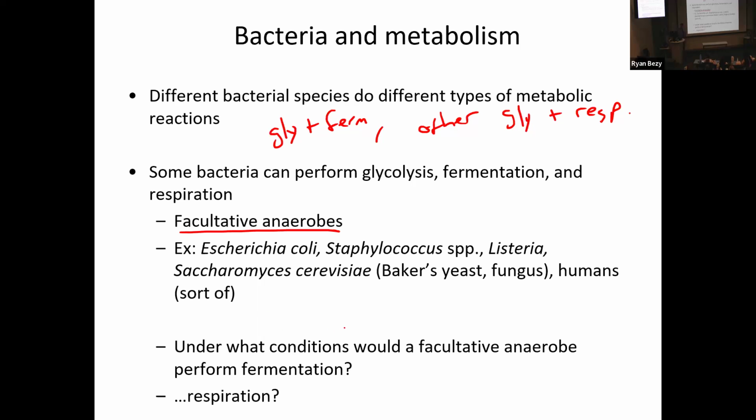Under what conditions do you think a facultative anaerobe would perform fermentation? When would it do fermentation? What environmental conditions? When would it be doing respiration instead? With oxygen. So typically what happens is, remember, facultative anaerobes can grow both in high oxygen and in no oxygen environments, but they prefer growing in oxygenated conditions.